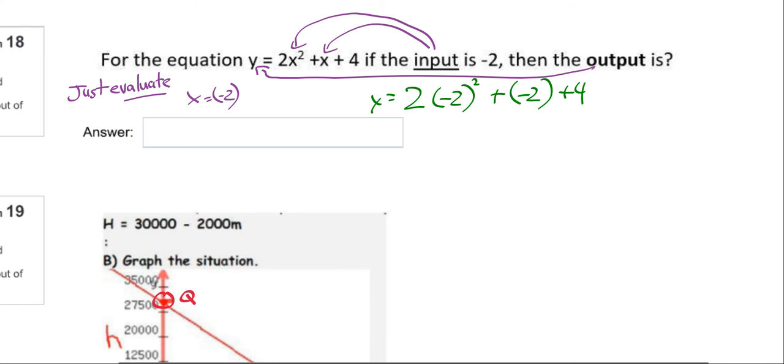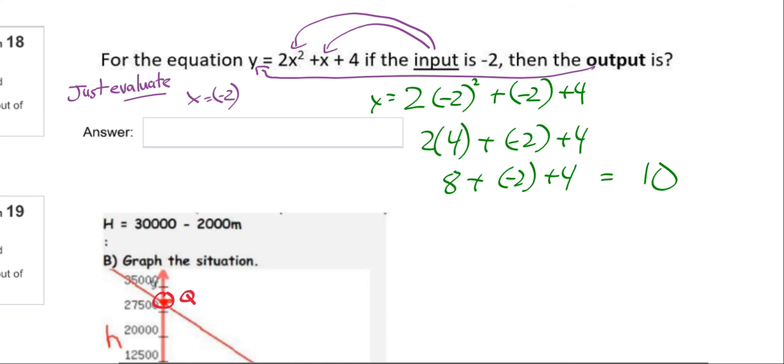-2 squared, that's positive 4. -2 times -2 is positive 4. And 2 times 4 is 8. 8 plus -2 is 6. And 6 plus 4 is 10. So I would type in 10.